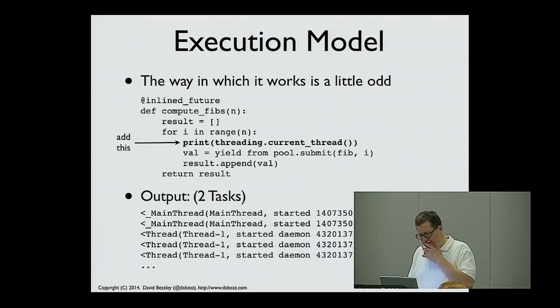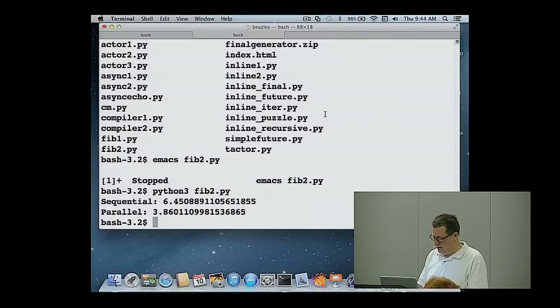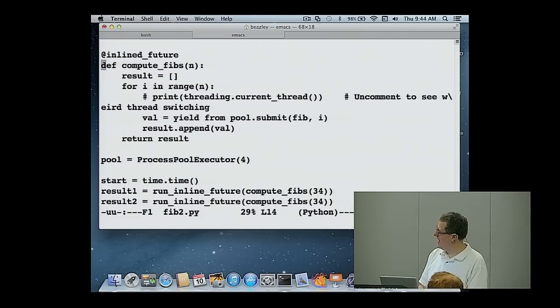Okay, that's kind of interesting. The thing that's also interesting about it is that the way this whole thing operates is really, really odd behind the scenes. To illustrate that, I need to go back to the code here. So let me go back to this code. I have this inline future thing that's using the yield. And again, what's happening with that yield is it's taking the code and punting it out to a process pool. And then when that work completes, it comes back. Okay, so that's what's happening.